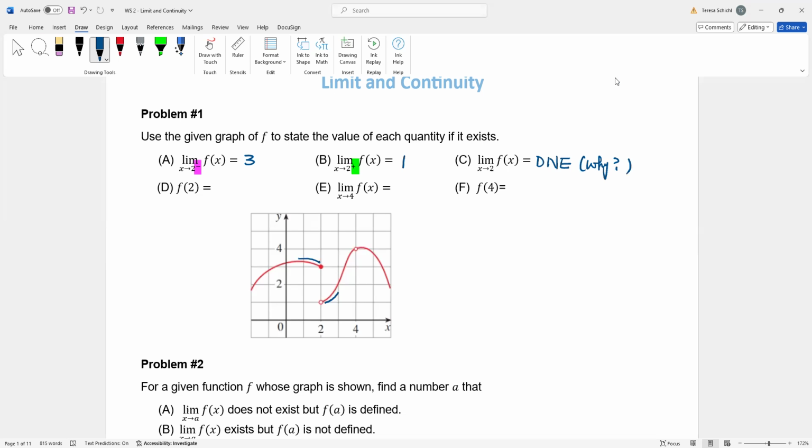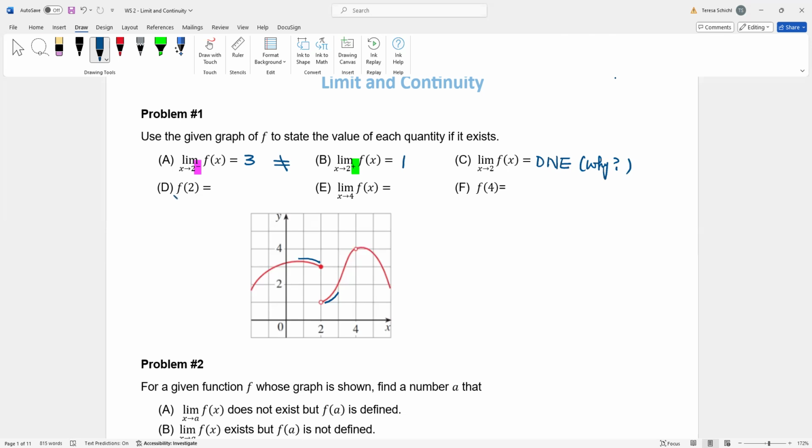Because the left limit is not equal to the right limit, these two limits are not equal. Okay, so now the next question. This is the first problem, just make sure you know all the notations.